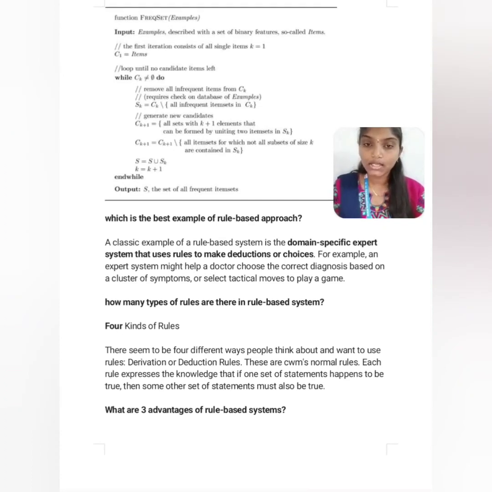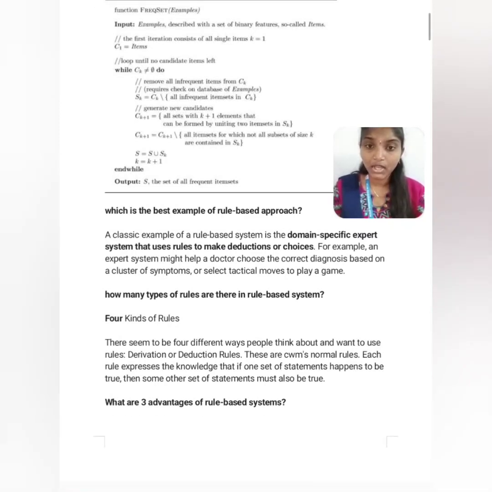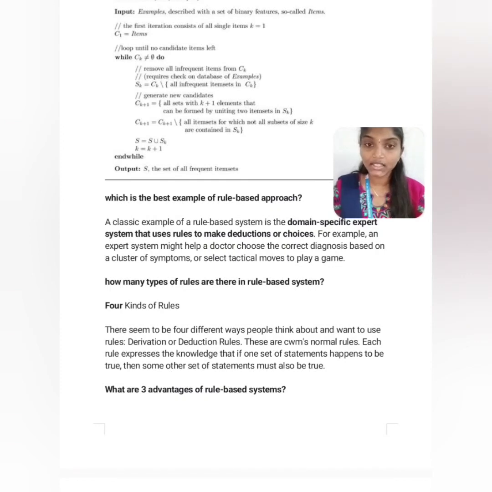Next, what is the best example for rule based approach? A simple example of the basic rule based systems in the domain classifier exhibits a system that uses rules to make decisions or choices. For example, an expert system might have a doctor choose the correct diagnosis based on the cluster of symptoms, or select the moves of a game.